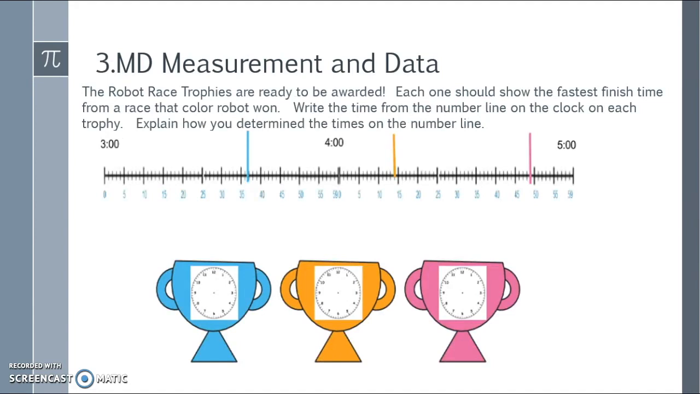The robot race trophies are ready to be awarded. Each one should show the fastest finish time from a race that color robot won. Write the time from the number line on the clock on each trophy. Explain how you determine the times on the number line. Take a moment, pause the video, complete this activity, come back, and let's talk about it.